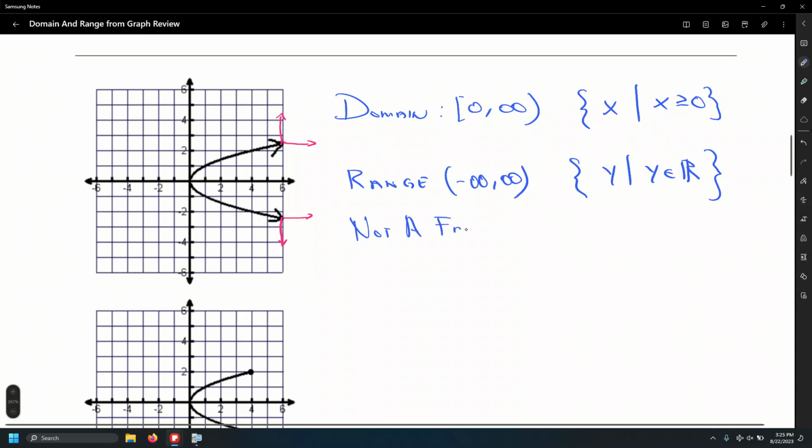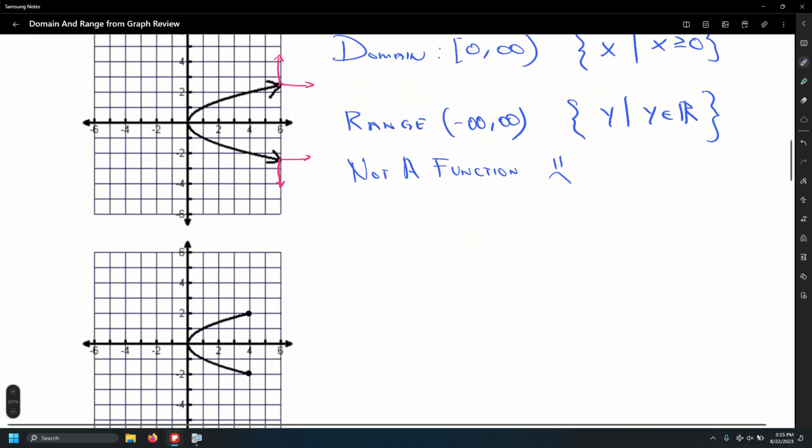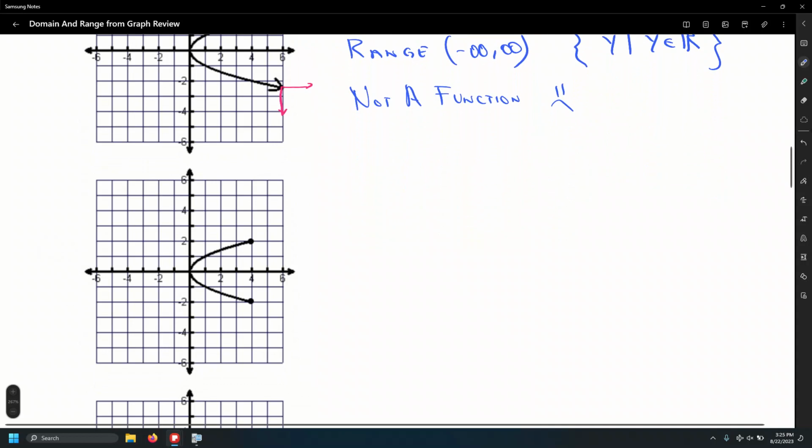Not a function. All right, not a function. What about the next graph? It is very similar to the one we got in the previous one. However, that graph doesn't have those arrows going on forever. So that's going to be a game changer here. Let's see how that changes the game.